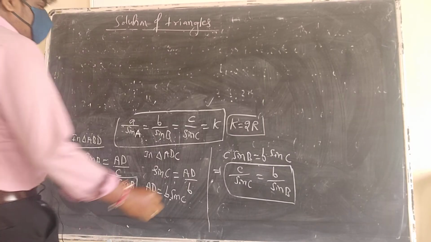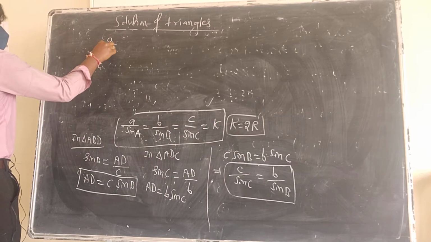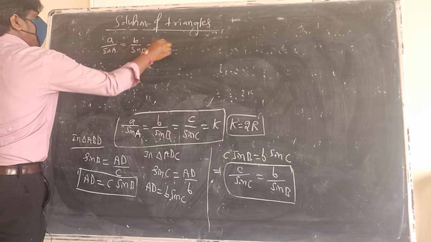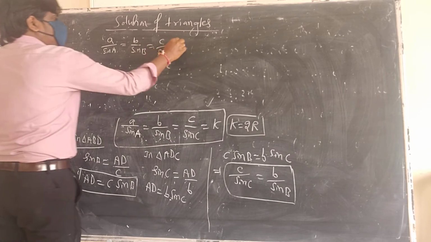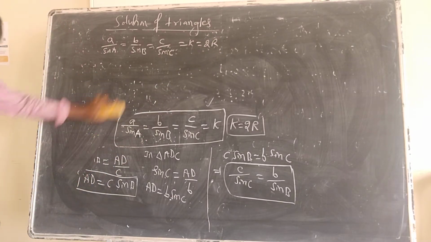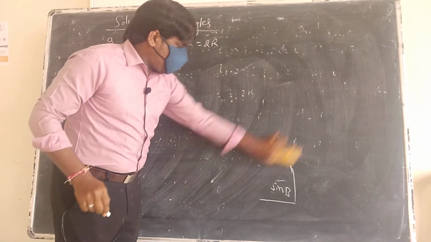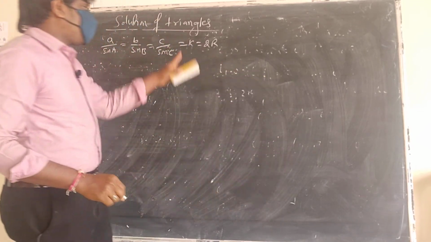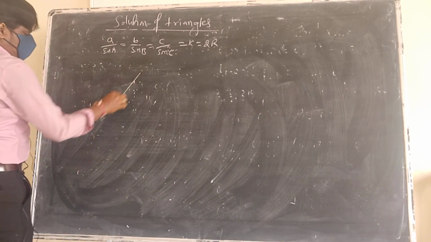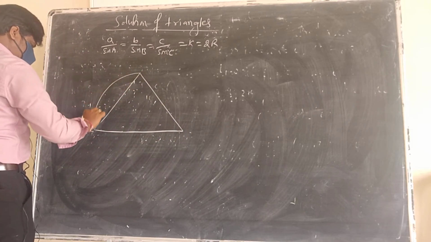Now I will prove that K is equal to 2R. The sine rule says that a by sine A is equal to b by sine B is equal to c by sine C is equal to K. That K value is nothing but 2R. So according to the given questions we can use K or 2R, anything you can use. 2R is the right form. Instead of K, 2R can be taken. How did you get this? Now this is the triangle, and this is the circumcircle.